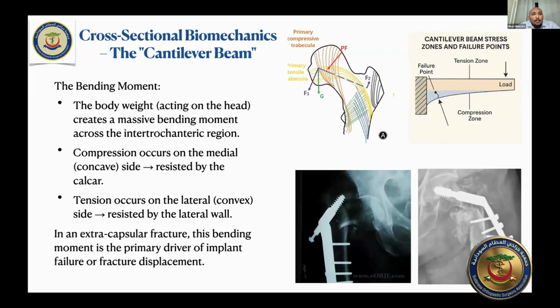During the bending moment, the body weight acting on the head creates a massive bending moment across the intertrochanteric region. Compression occurs on the medial concave side, which is resisted by the calcar, and tension occurs on the lateral convex side, which is resisted by the lateral wall. In the extracapsular fracture, this bending moment is the primary driver of implant failure or fracture displacement.